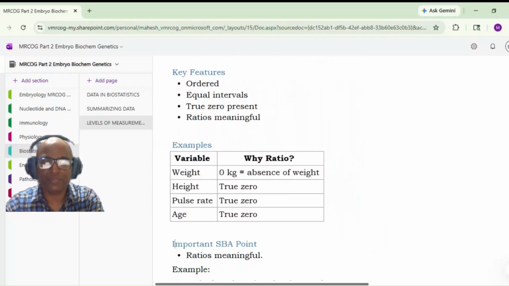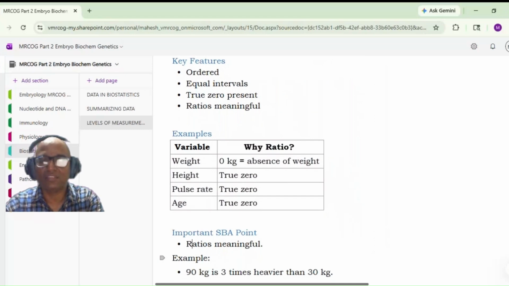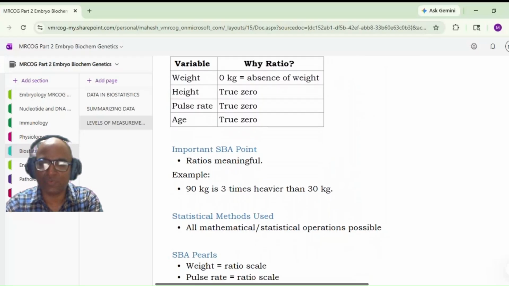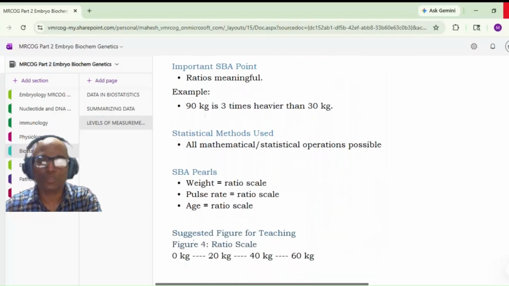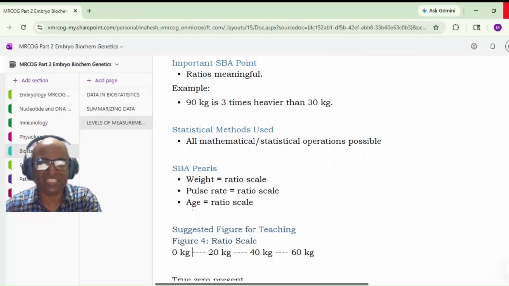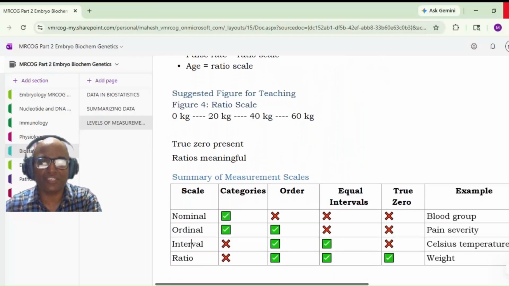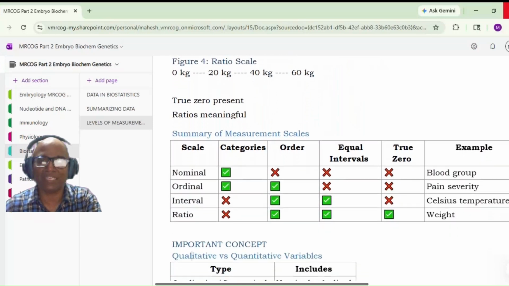So from the examination point of view, remember that ratios are meaningful. Here in ratio scale, the ratios are meaningful. You can say that 90 kg is 3 times heavier than 30 kg. So here the ratios are meaningful, while in interval scale, this was not meaningful. All mathematical and statistical operations are possible. So weight is a ratio scale; pulse rate and age are also examples of the ratio scale. So 0 kg, 20 kg, 40 kg, 60 kg. Here there is a true zero and the ratios are meaningful.